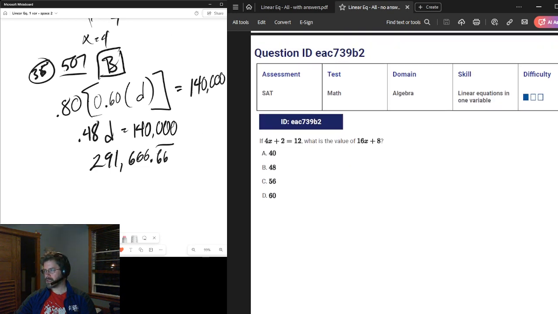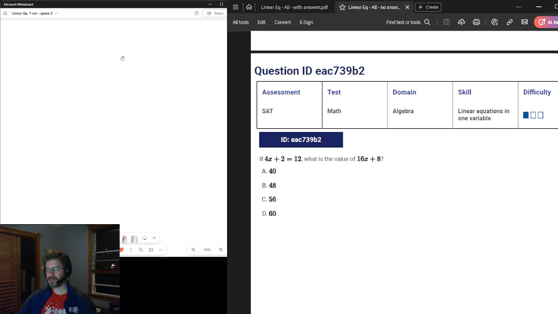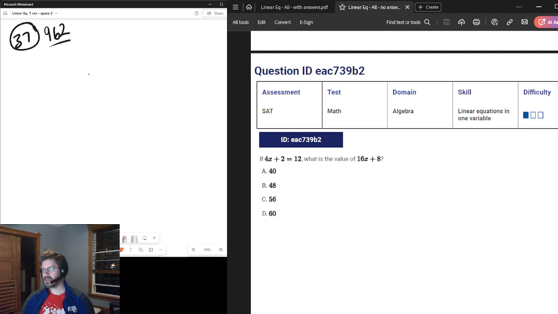All right, next one. Question 37. 9B2 is our ending code. Give it a shot before I explain. There may be a trick to this one. Yep, there is indeed a trick here.